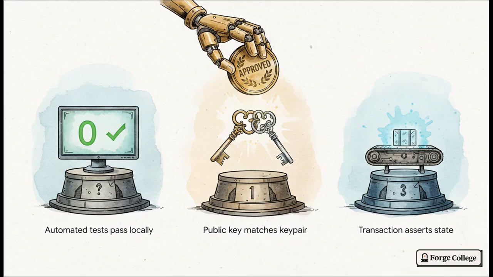First, automated tests must pass locally with an exit code of 0. Second, the deployed public key has to perfectly match the committed keypair, because if it's different, your deployment just isn't deterministic. And third, you must run a real sample end-to-end transaction from a client script against that live deployed program to successfully execute the expected state transitions. When all 3 of those hit, your quality control is absolutely pristine.